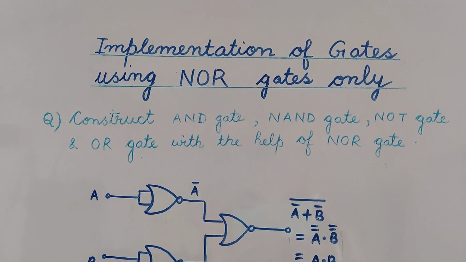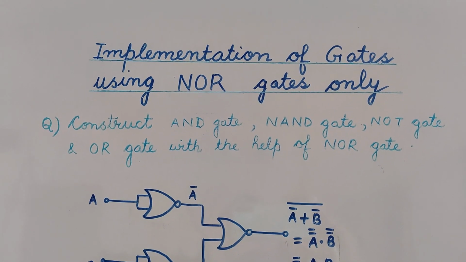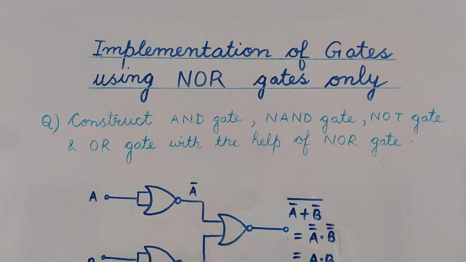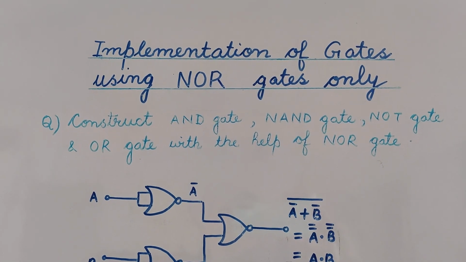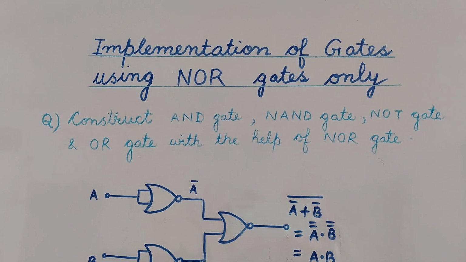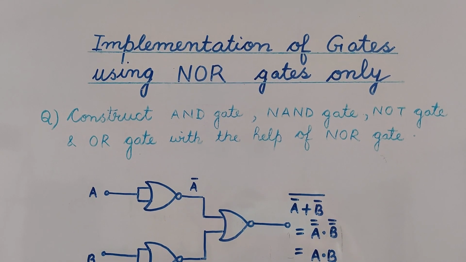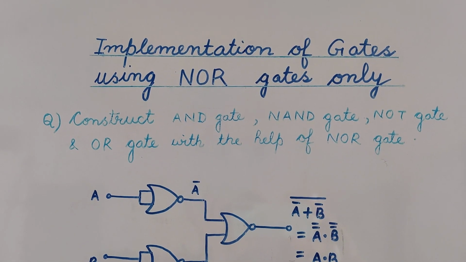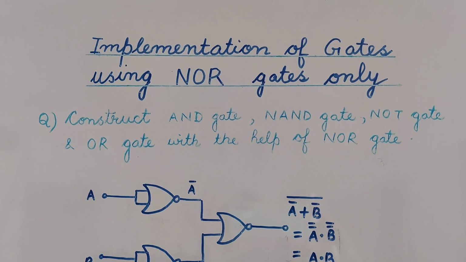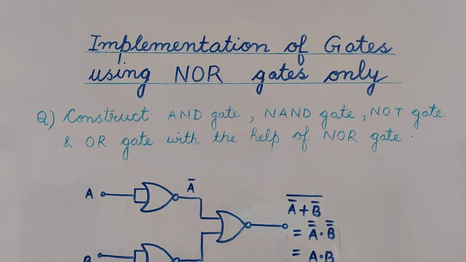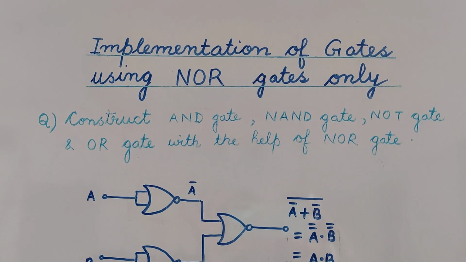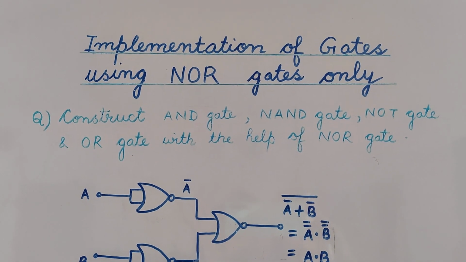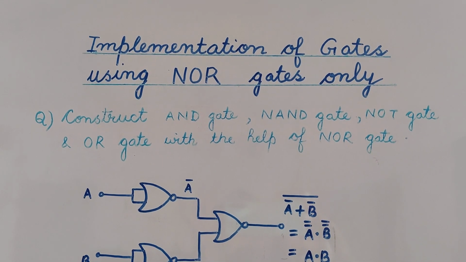In today's lecture, we will discuss how to implement AND gate, NAND gate, NOT gate and OR gate with the help of NOR gates. In the topic on logic gates, we have already discussed that the NAND gates and the NOR gates are called universal gates because we can construct any logic gate by using either only NAND gates or only NOR gates. In this lecture, we will discuss how to construct AND gate, NAND gate, NOT gate and OR gate by using only NOR gates.